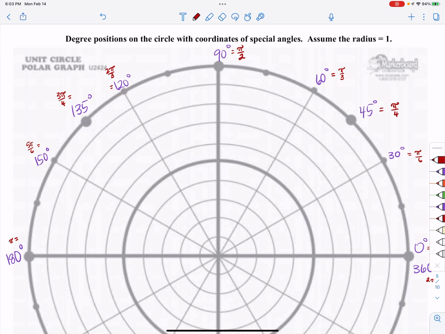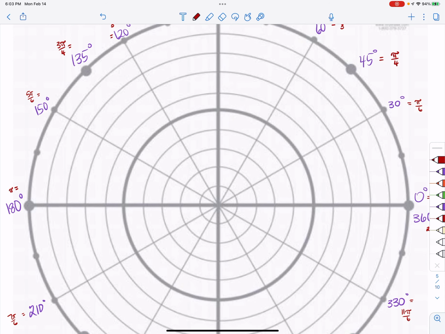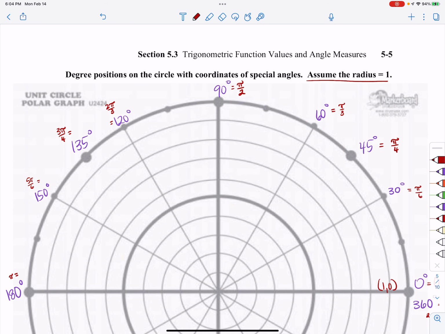Now, let's use this concept, assuming that our radius is 1, and let's get some coordinates around the circle. Let's get the coordinates along the 4 axes. So if my radius is 1, this is going to be the coordinate 1, 0. Up at the top of the circle, if my radius is 1, this is going to be the coordinate 0, 1.